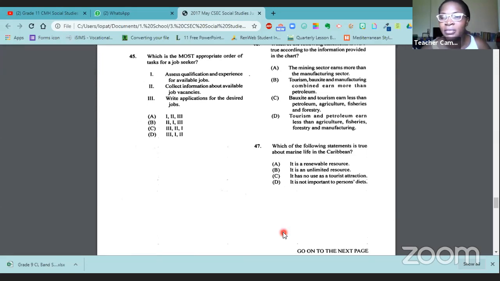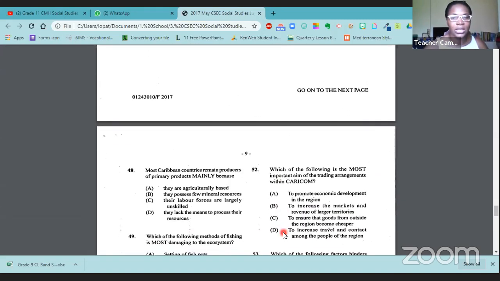Which of the following statements is true about marine life in the Caribbean? A, it is a renewable resource.